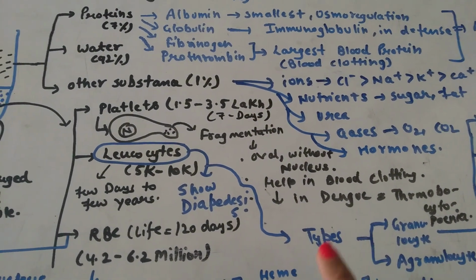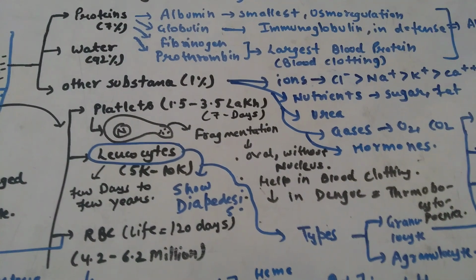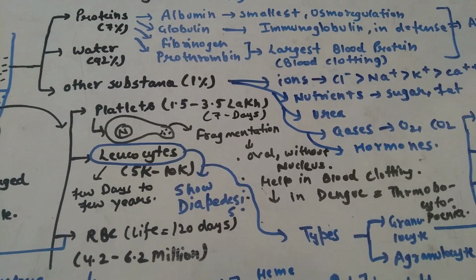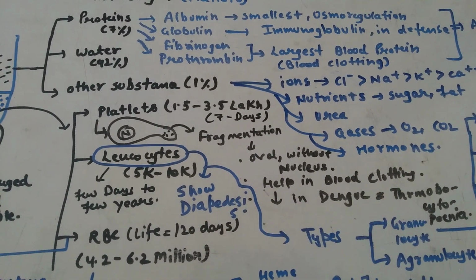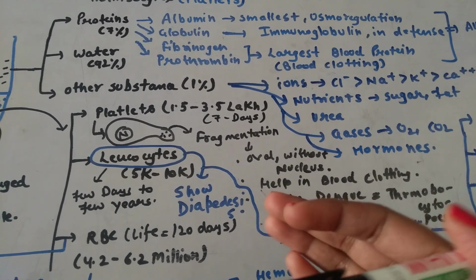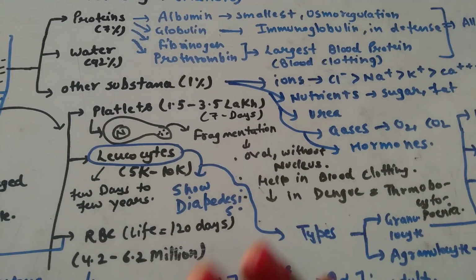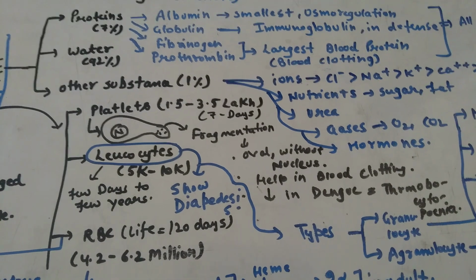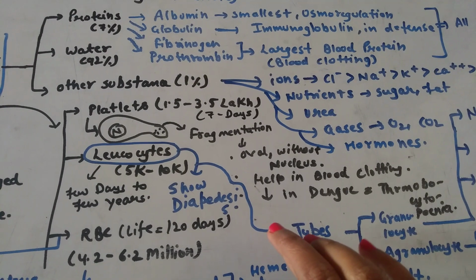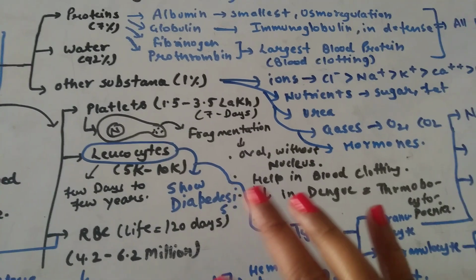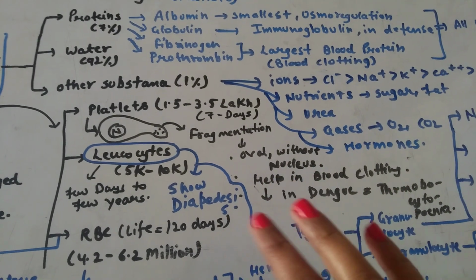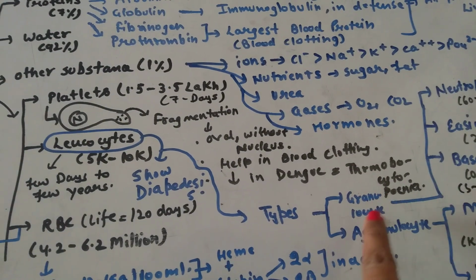What is the function of platelets? They basically help in the clotting of blood. 1.5 to 3.5 lakh platelets are present in blood, and the lifespan of platelets is approximately 7 days. In dengue fever there is a decrease in platelet number. That's why there is a problem in clotting of blood, and this condition is known as thrombocytopenia. When the platelet number in blood decreases, this condition leads to thrombocytopenia.